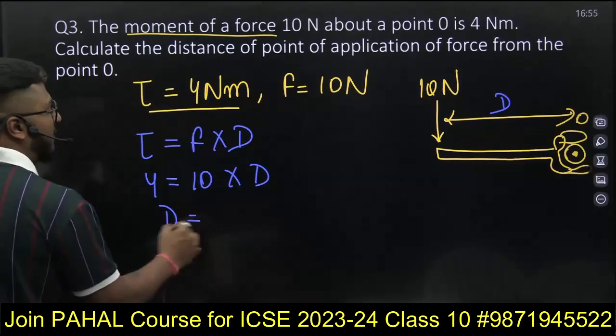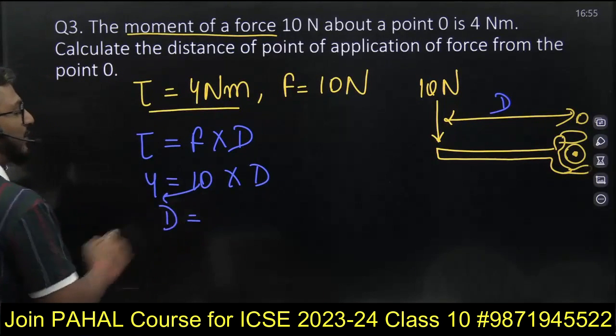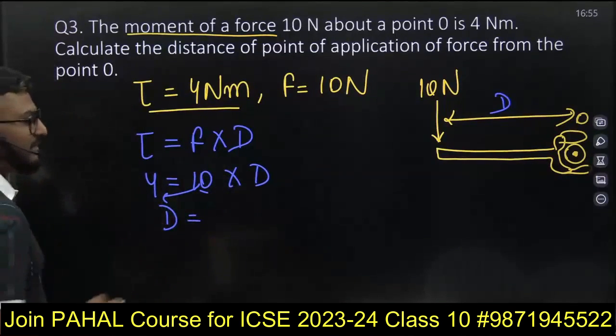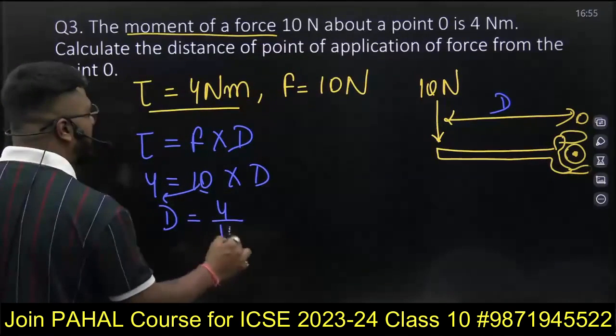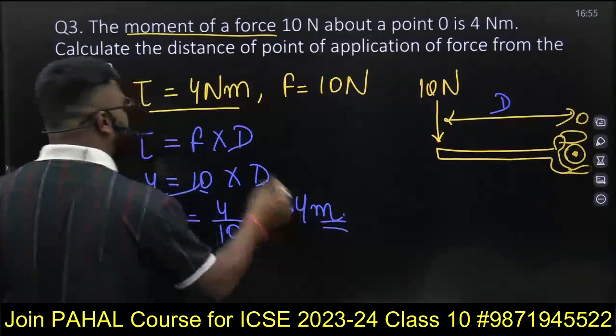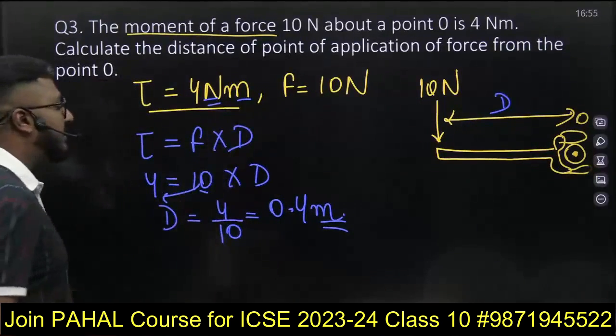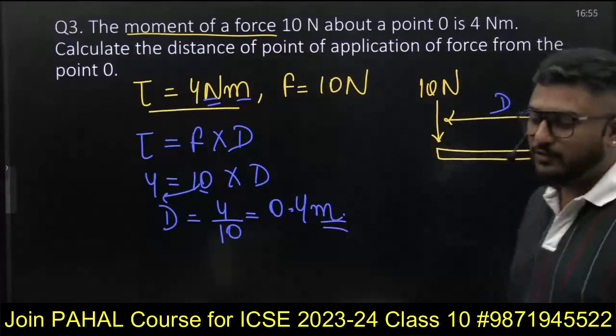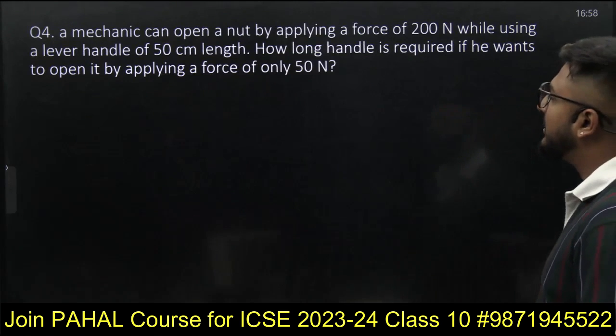We have to find capital D. So the value of capital D will be, we'll be shifting 10 to the LHS. So this is in the form of multiplication, on the left side it will become division, right? So this will become 0.4 meter. Since the torque was given in Newton meter, the final answer would be in meters. So the final answer is 0.4 meters. Now let's move to the next question.